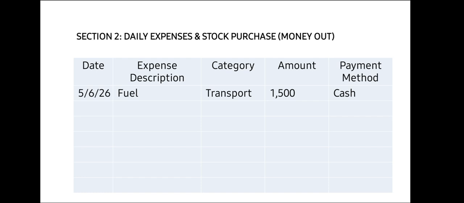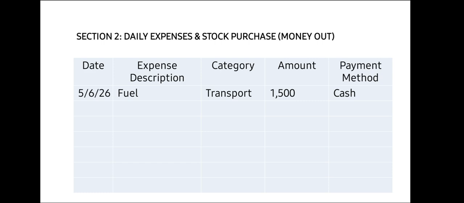Daily expenses and stock purchase. This is a place where money goes out. What this section stands for, this is where you record all business spending. Anything you pay for the business must be written here. For example, we can have expenses such as transport, buying raw materials, airtime for business calls, repairs, and so on and so forth, irrespective of your various businesses.